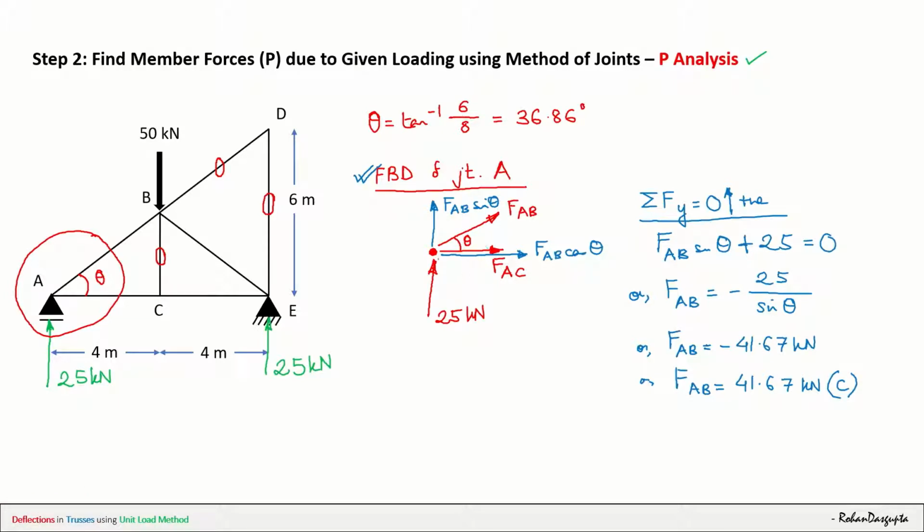Now let us go for the second equation of equilibrium, that is summation of Fx equals 0. Let me take the right side as positive.